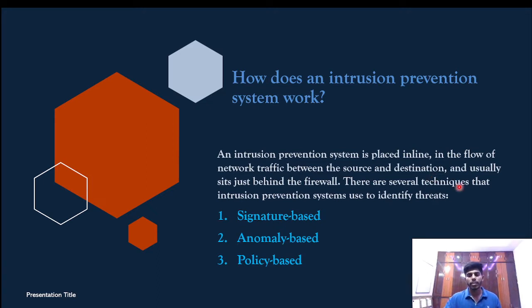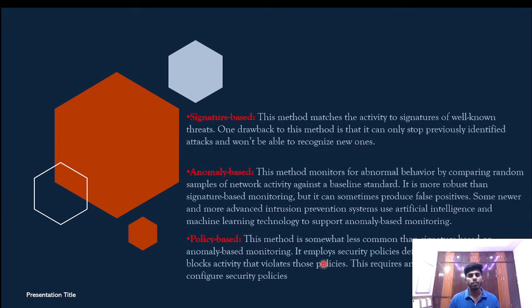There are several techniques that intrusion prevention systems use to identify threats. Those are signature based, anomaly based, and policy based. Here we will see what is signature based. This method matches the activity to signatures of well-known threats.